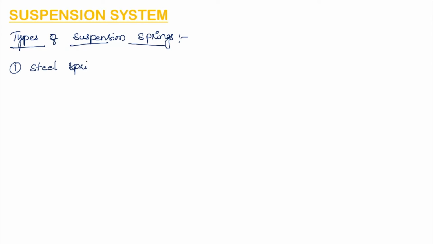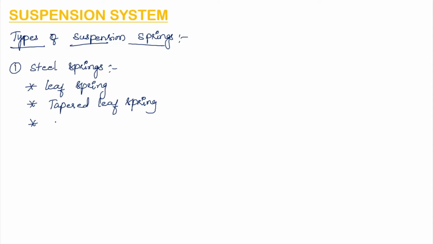Now we will look into the types of suspension springs. So the components of suspension we have discussed are springs, linkages, and shock absorbers. So we are going to see types of suspension springs. What are the different types? The first one is the steel springs. In the steel springs, there are different types, that is leaf spring, then we have the tapered leaf spring.